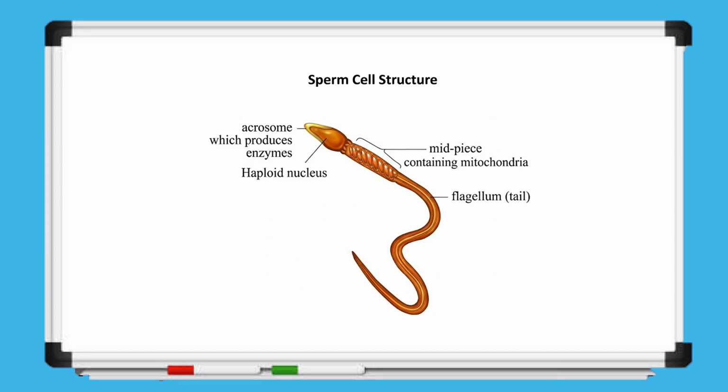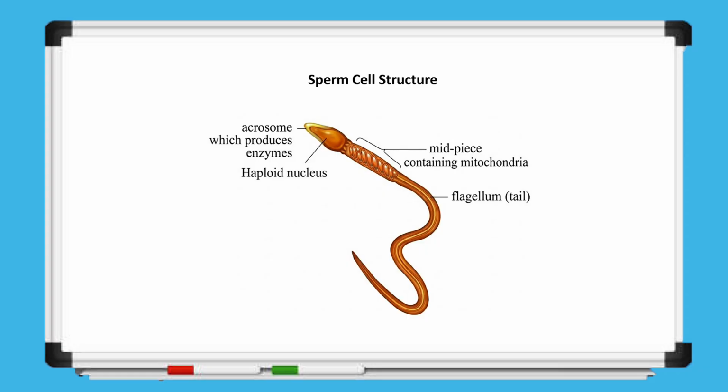The head of the sperm contains the haploid nucleus, which carries 23 chromosomes in humans. These chromosomes represent half of the genetic information needed to form a new individual. At the front of the head there is a cap-like structure called the acrosome. The acrosome contains special enzymes that help the sperm break down and penetrate the outer protective layers of the egg so that fertilization can occur.